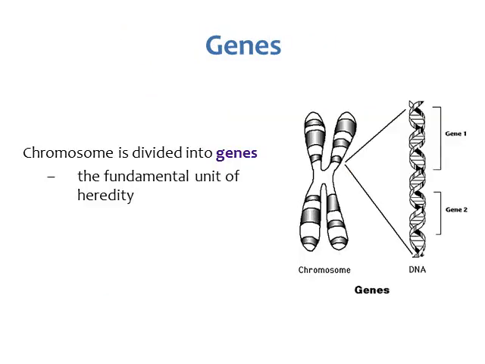Okay, so chromosomes are divided into sections called genes. And a gene is a fundamental unit of heredity. So one gene codes for different types of proteins, and we'll look at that in more detail. But a gene codes for, or gives instructions for the cell on, what proteins to make. So you can have many, many genes on a chromosome.